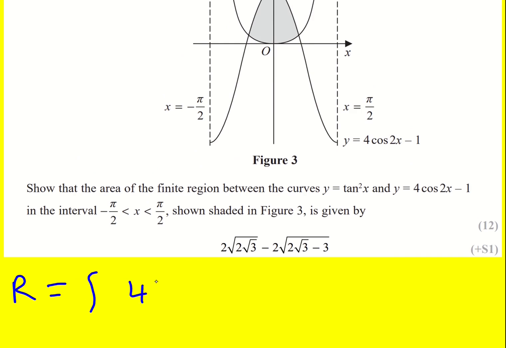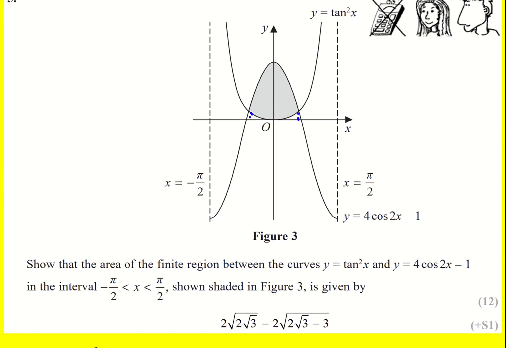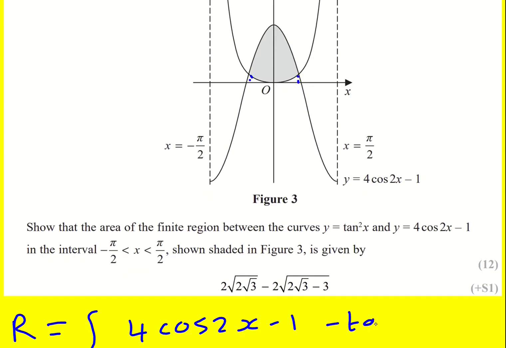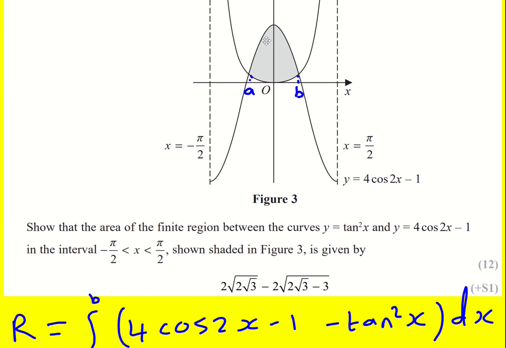Of 4 cos 2x minus 1. That would give me, and it's going to be up to the points where they intersect, minus tan squared x dx. Between, we don't know these points, which is going to be the tricky bit of this question. Let's just call them A and B for now. But at least we've set up what we need to do.